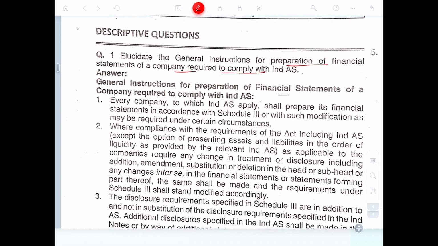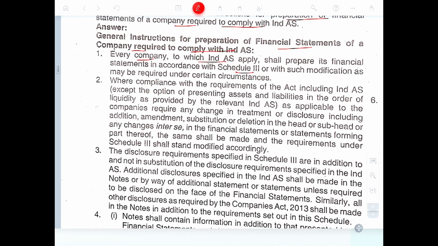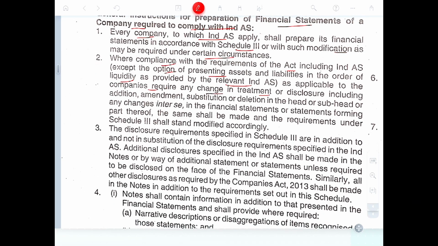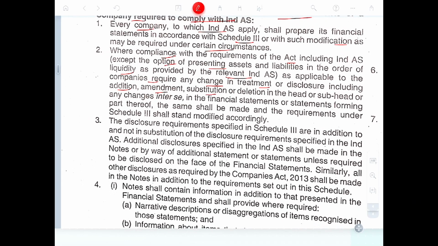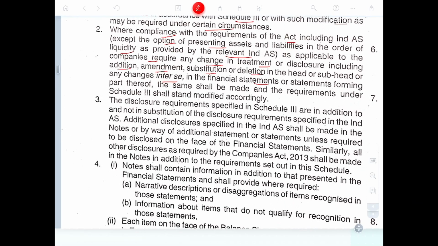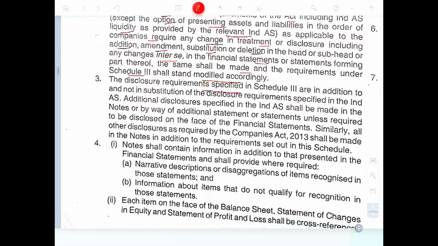General instructions for preparation of financial statements of a company required to comply with Ind AS: every company to which Ind AS applies shall prepare the financial statements according to Schedule 3, or with such modification as may be required under certain circumstances. When compliance with the requirements of the Act, including Ind AS, except for the option of presenting assets and liabilities in order of liquidity, requires any changes in treatment or disclosure, including addition, amendment, substitution or deletion of heads or sub-heads, the financial statements shall be made accordingly, and the requirements under Schedule 3 shall be modified accordingly.